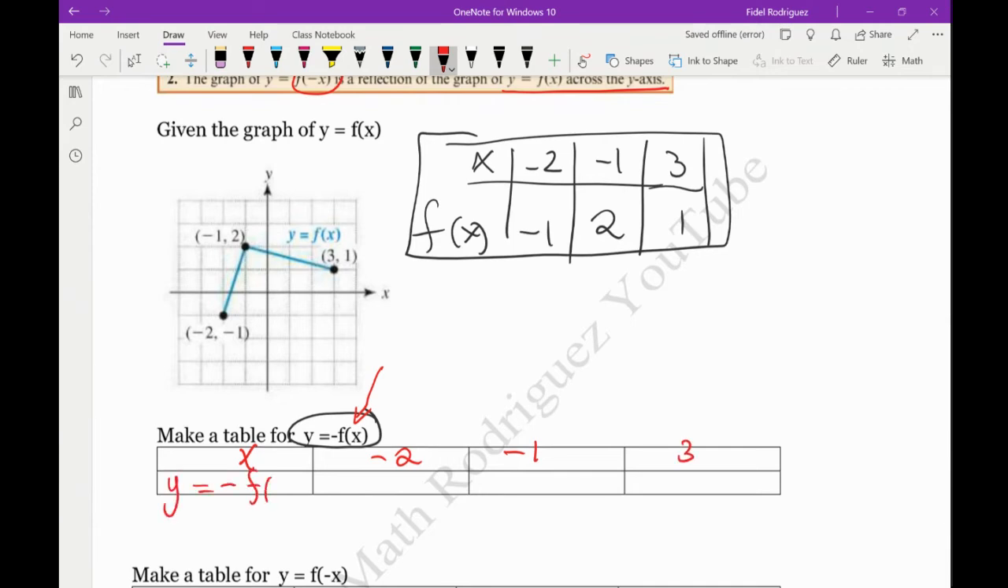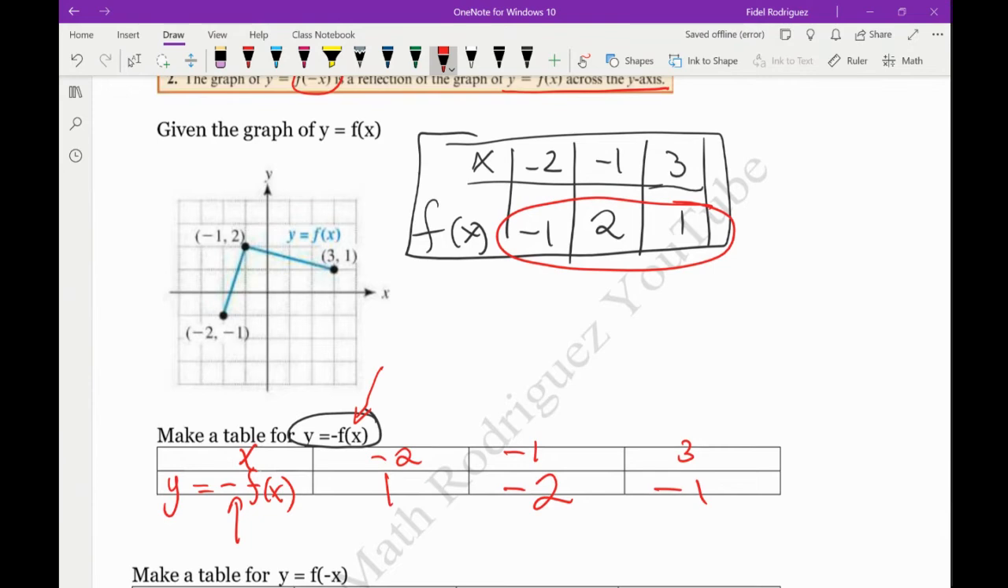But what do we have in front of the f of x now? We have a minus sign, right? What does a minus sign mean we're going to do? It means we're going to change our signs. So I'm going to come back to these numbers right here, and all I'm going to do is change their signs. So if that used to be a -1, now it's a +1. If that used to be a +2, now it's a -2. If that used to be a +1, now it's a -1.